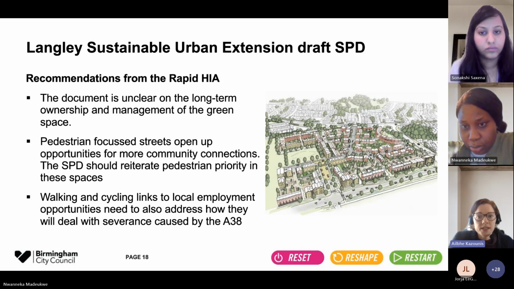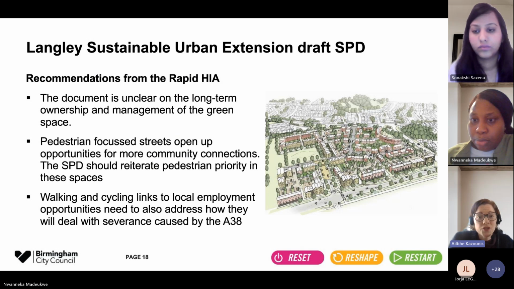The HIA identified areas for improvement, such as clarifying the long-term ownership and management of the green spaces, reiterating pedestrian priority on streets, and enhancing walking and cycling links to local employment opportunities by addressing severance caused by the A38. These improvements have largely been addressed in the adopted SPD. So hopefully these examples show the flexibility of the HIA approach, its relevance addressing the needs of local populations, and its ability to tackle diverse health and well-being themes.